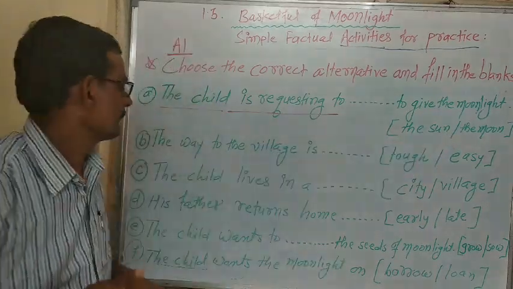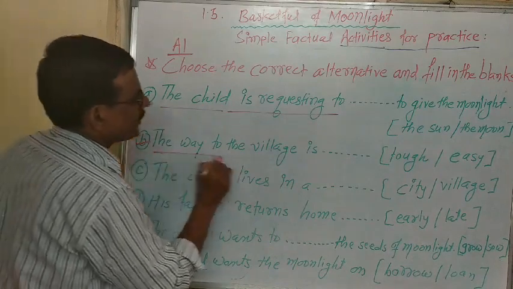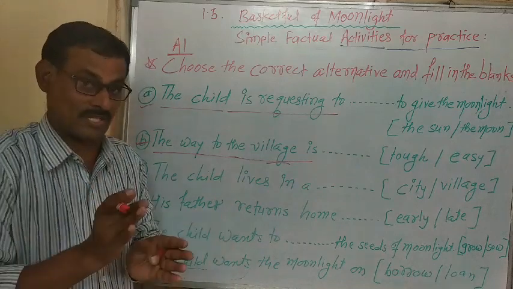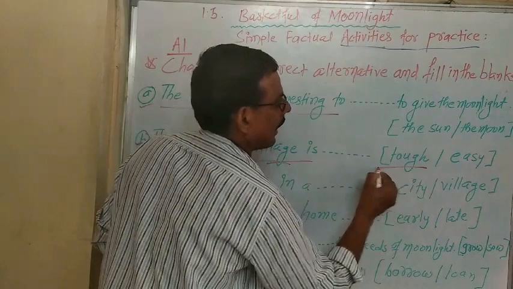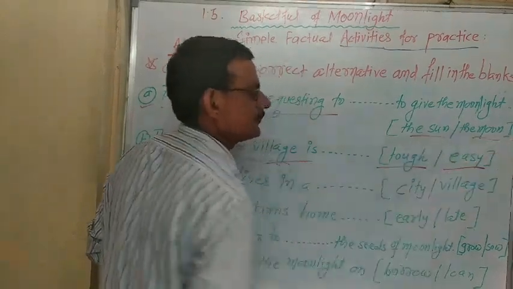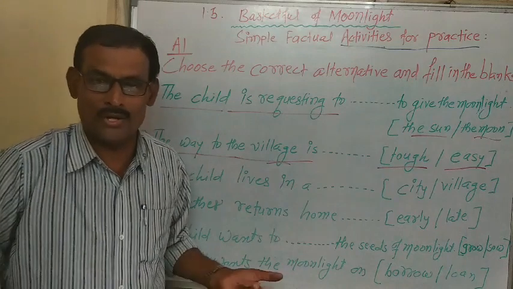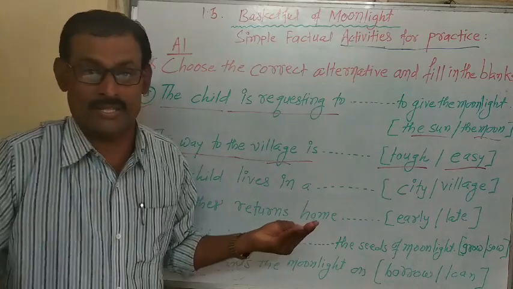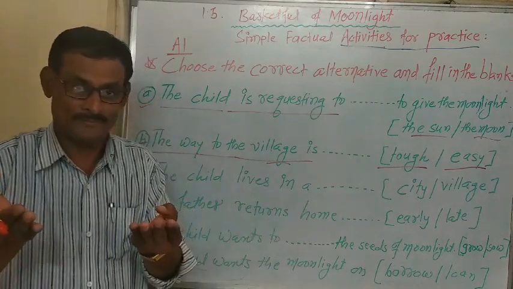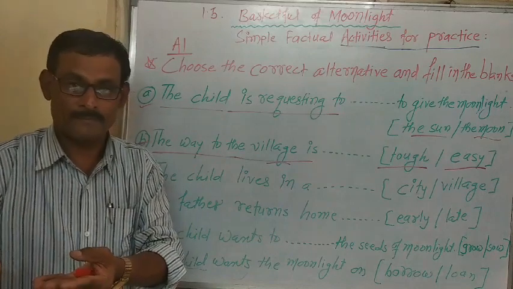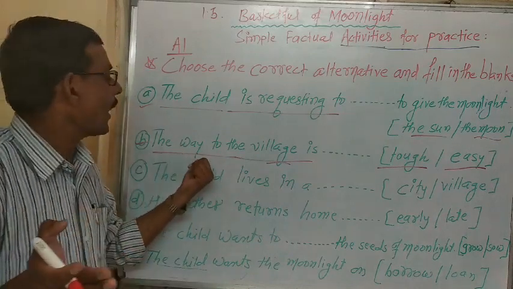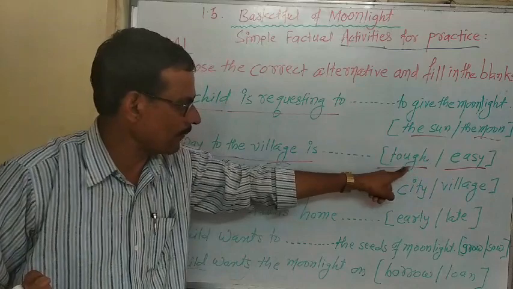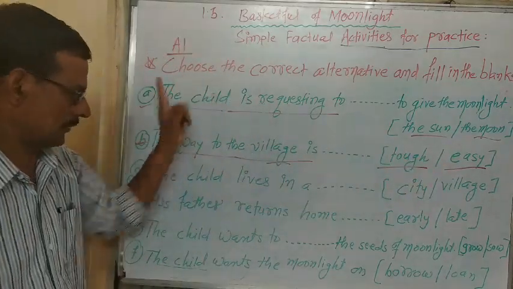Okay. Next one. The way to the village from the city is tough, easy. I don't know whether the route between the city and the village is tough or easy, but you know it very well because it is there in the poem. The way to the village is dash, either tough or easy. You have to choose.